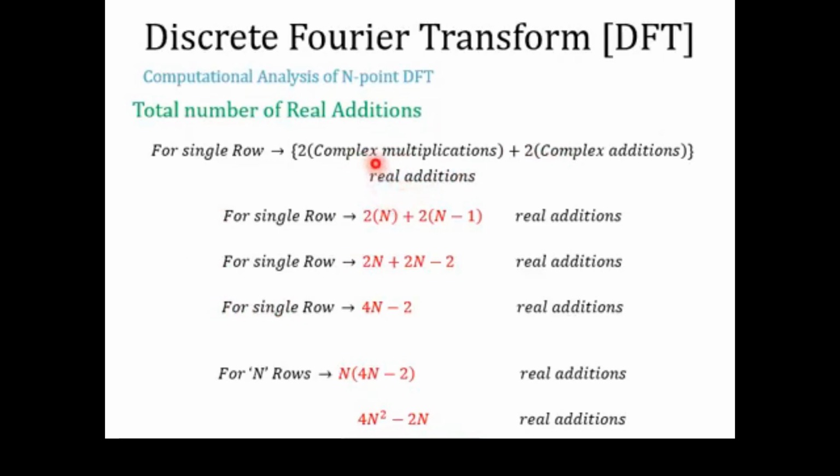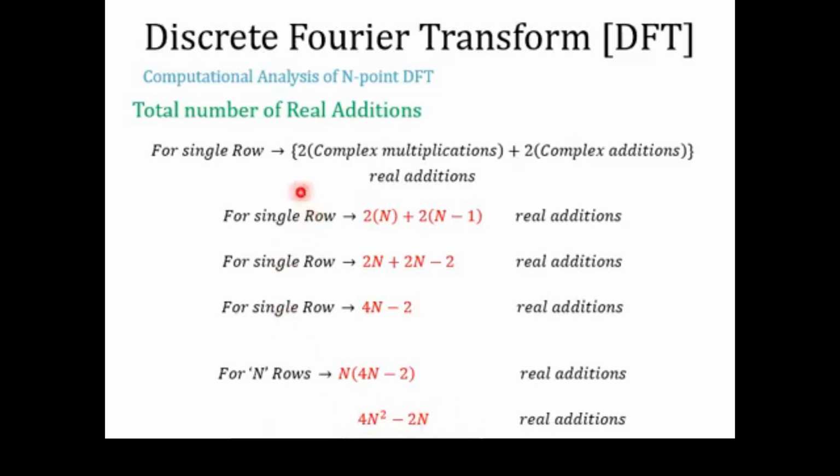So for a single row, number of complex multiplications are n, and for a single row the number of complex additions are n minus 1, and after multiplying n and n minus 1 with 2, it will become 2n plus 2n minus 2, or simply 4n minus 2. So these are the real additions for a single row. And for the whole matrix, or for n number of rows, we can multiply 4n minus 2 with n, which will make it 4n square minus 2n real additions.